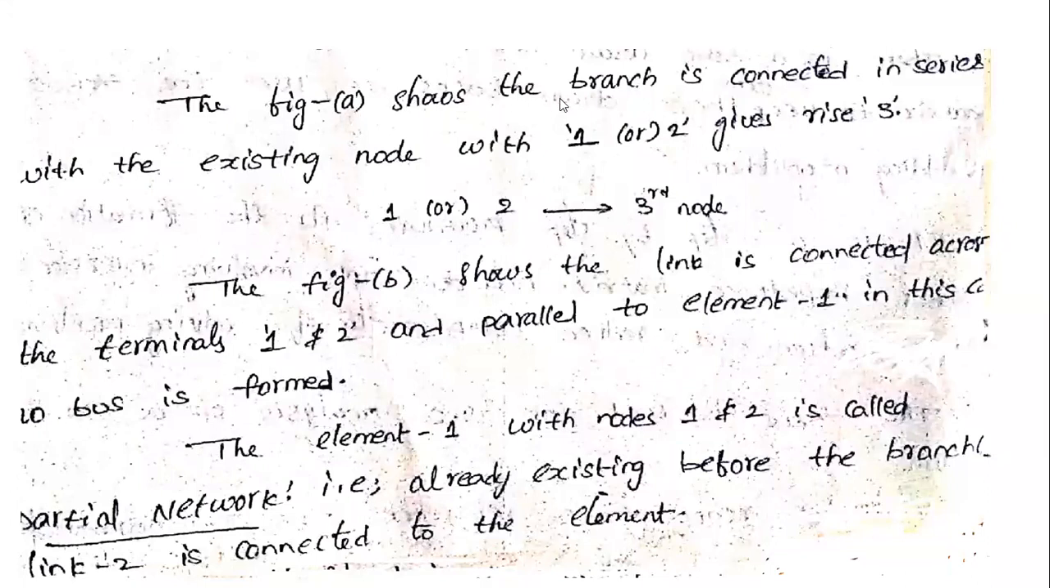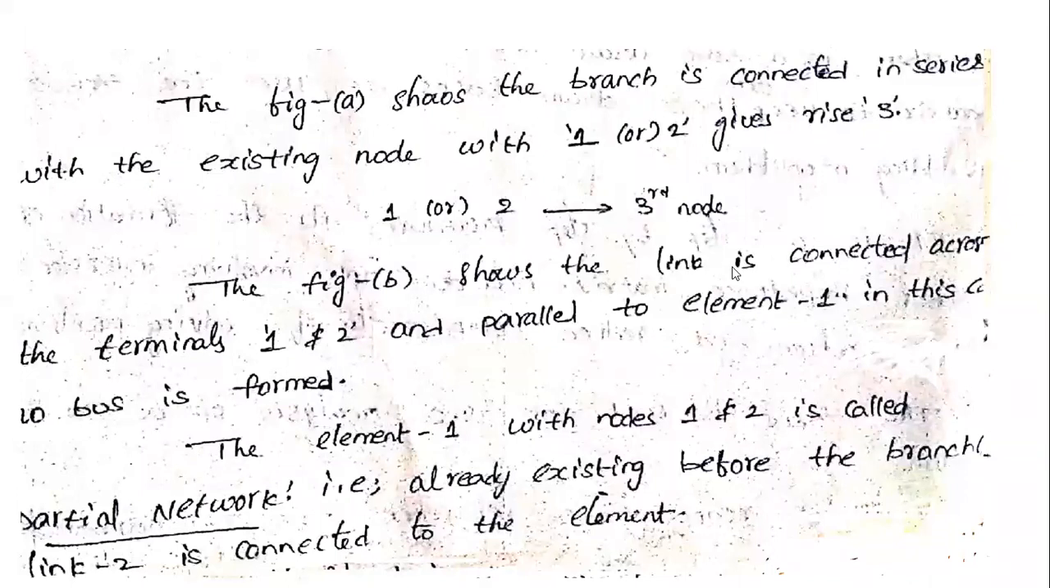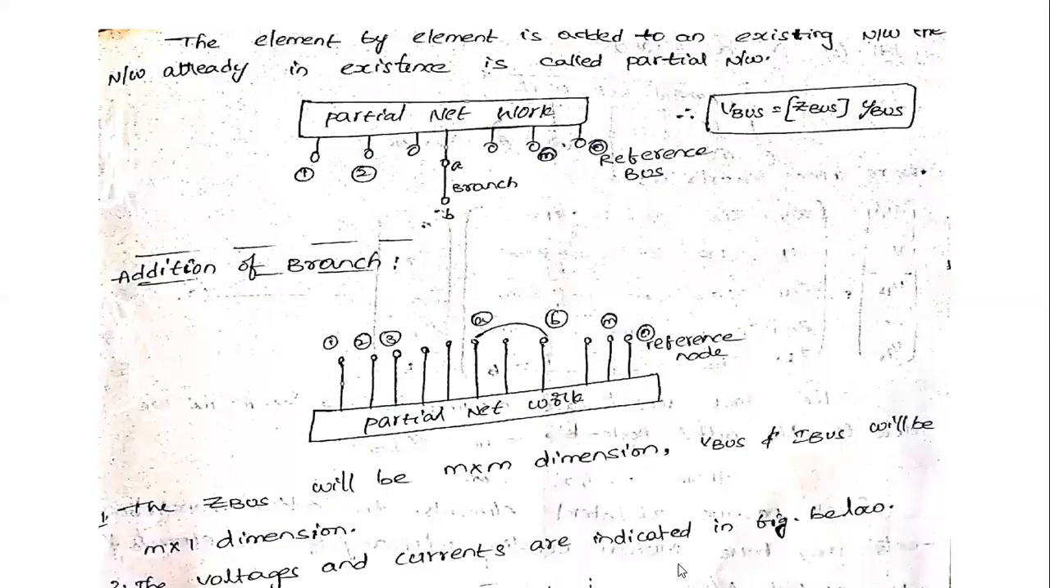Next, figure A shows the branch connected in series with the existing node 1 or 2. In figure A, the element is added in between the first node and the second node. Figure B shows the link that is connected across terminals 1 and 2, parallel to element 1.